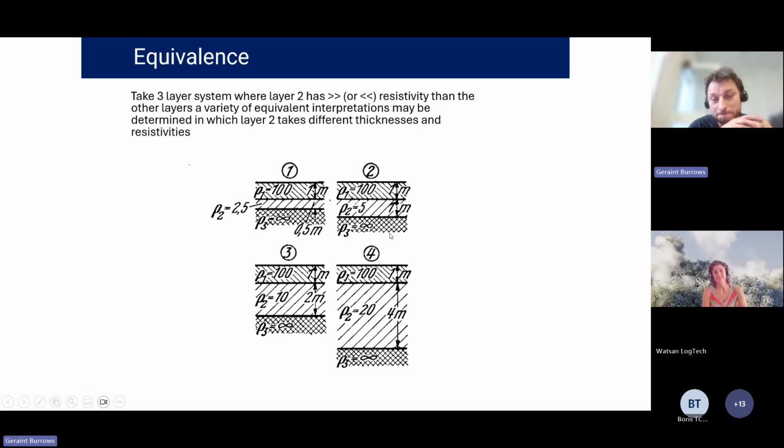Does that make sense? So you can't pick that when you take your measurements at the surface without knowing the thicknesses of these layers. You can interpret the data as being half the depth, double the conductivity, or twice the depth at half the conductivity.